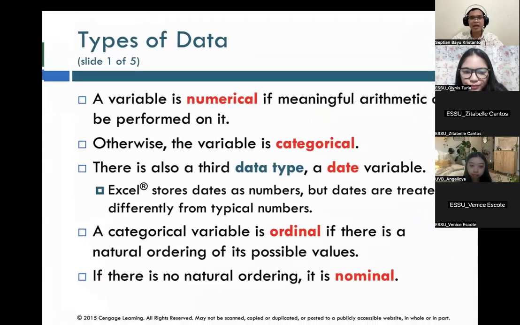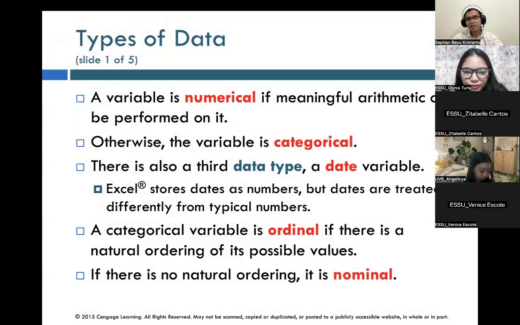Next, the types of data. The types of data consist of two kinds. We learn about the number data, which we call numerical. The opposite of numerical is not by numbers but by words. We call it categorical data. The categorical data is separated into two versions, ordinal or nominal.